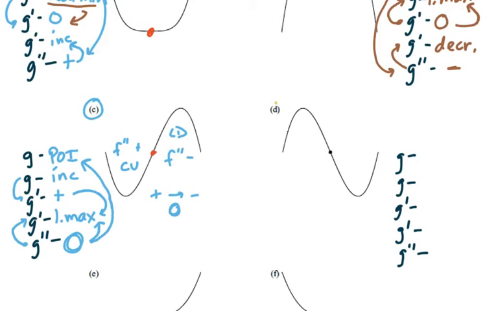Okay, part D. At that point right there, friends, what's going on? I'm going to do the POI part again. I'm going from a concave down to a concave up. I'm changing concavities. This must be a POI. If that's a POI, it means the second derivative is 0. If the second derivative is 0, that means I have either a local max or a local min.